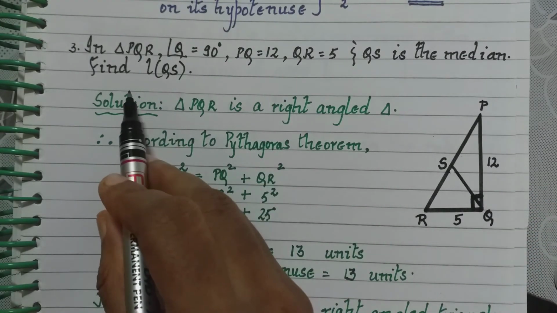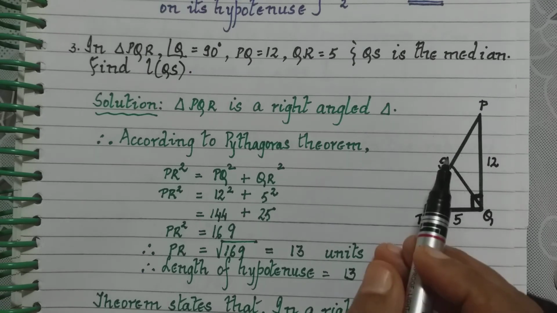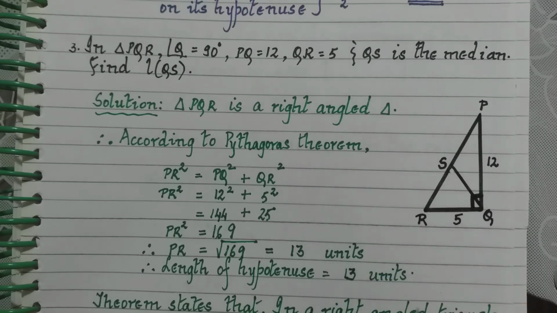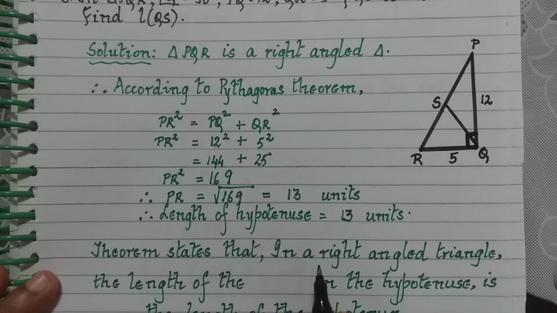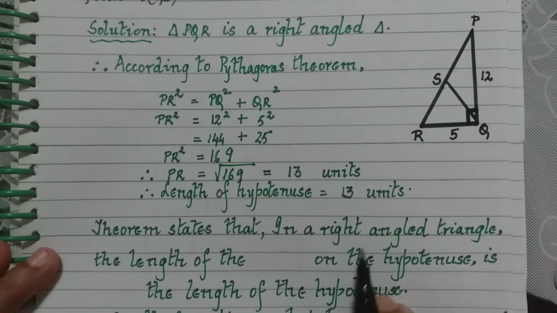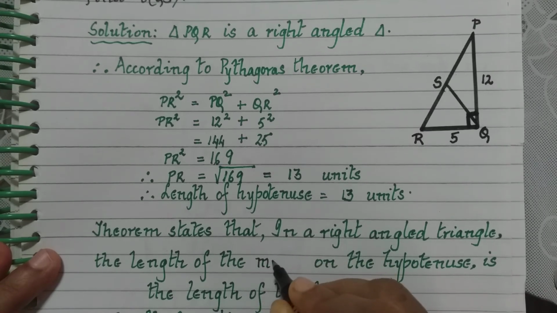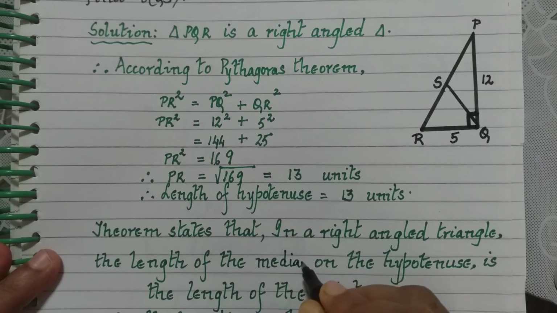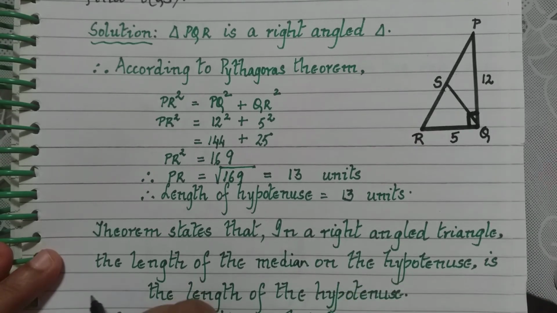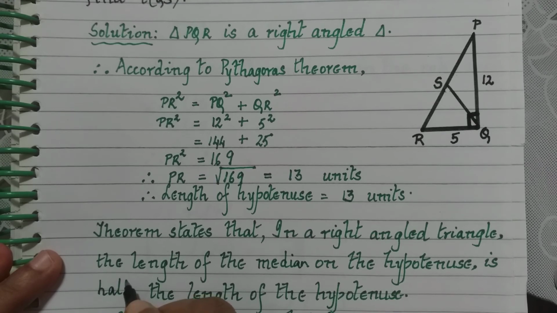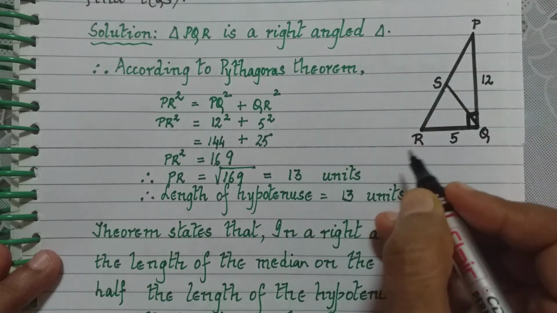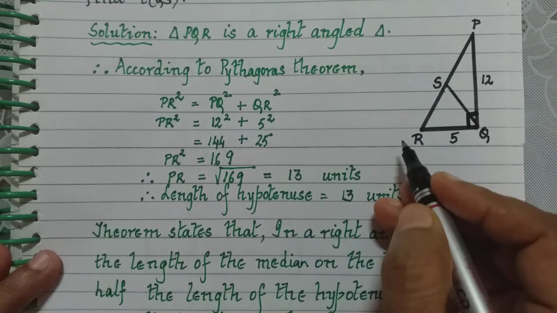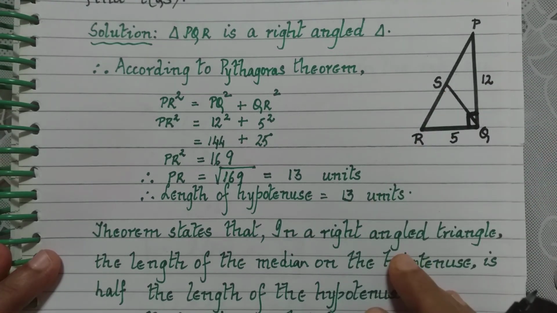Now, look at the question. What are we to find? Length of QS. QS is the median. So again we state the theorem. The theorem states that in a right angle triangle, the length of the median on the hypotenuse is half the length of the hypotenuse. Okay, the length of the median on the hypotenuse, it is standing on the hypotenuse. So the length of the median on the hypotenuse is half the length of the hypotenuse.